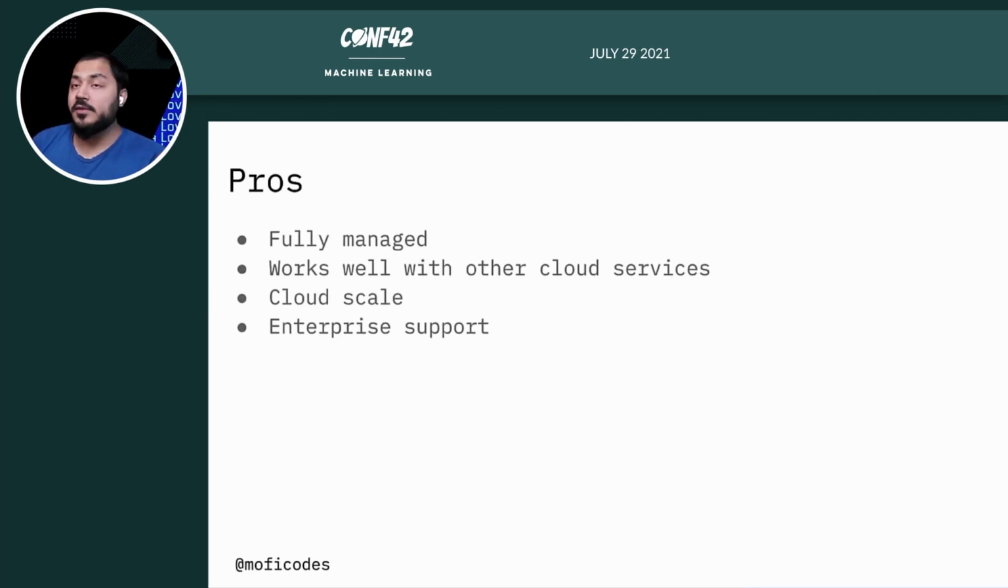The pros of using an end-to-end machine learning platform from one of the cloud providers would be that it is fully managed. You don't have to do everything yourself; all the bells and whistles are included with it. It works well with other cloud services. So if you are already a customer of Azure, using Azure's machine learning service will work pretty well with the other Azure services that you have, like Azure Pipelines and Azure Kubernetes, and all the other things will work together. And the same goes for any other cloud services.